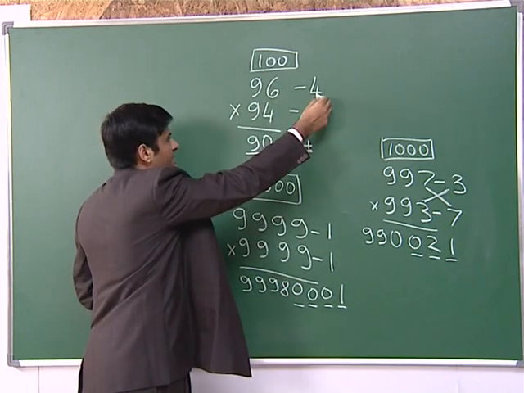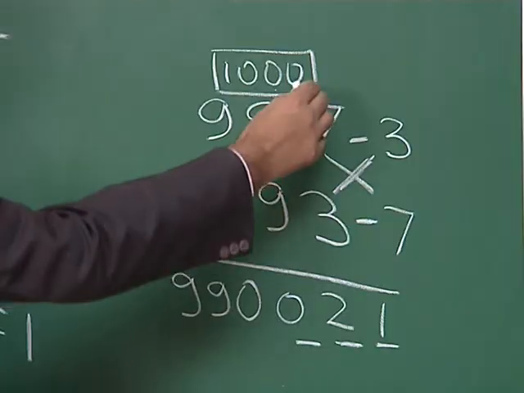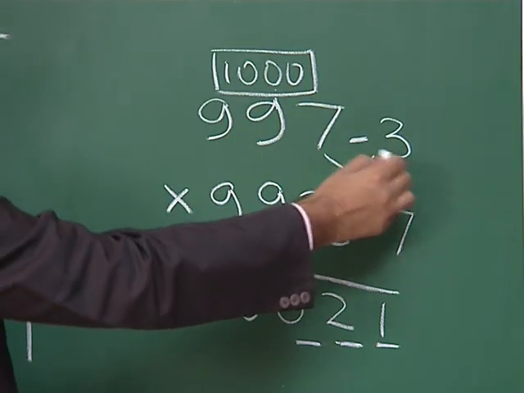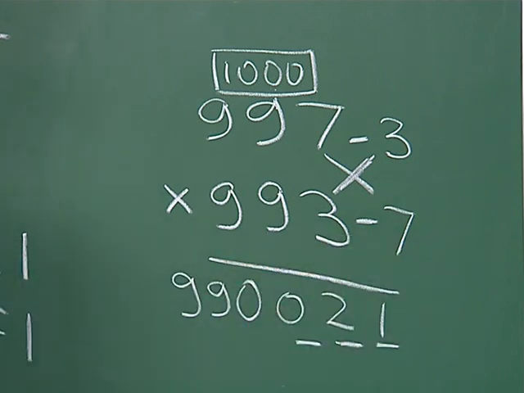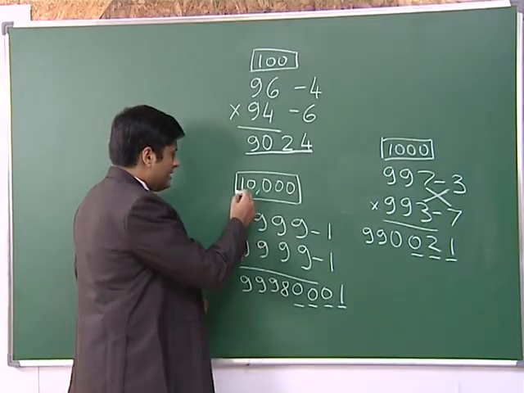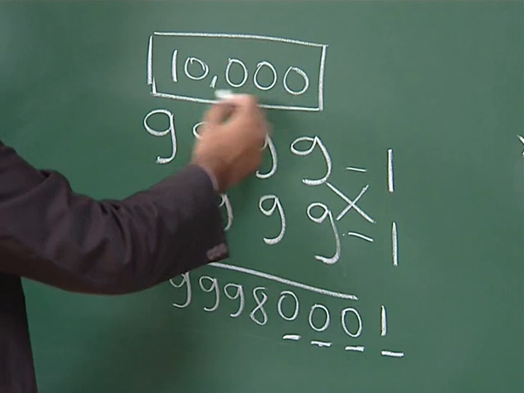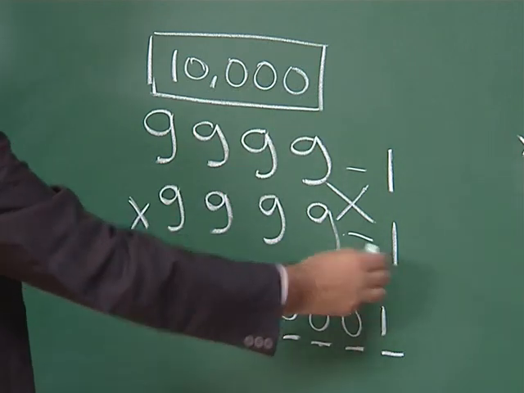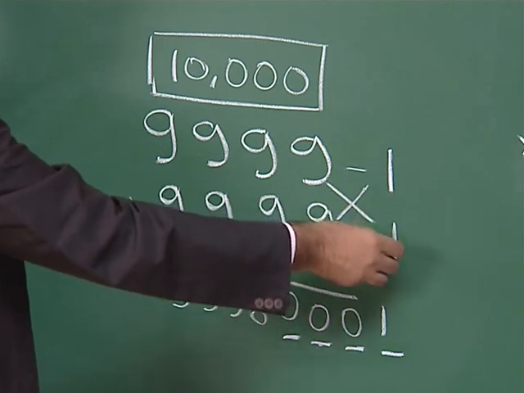100 minus 96 gave us 4, 100 minus 94 gave us 6. 1000 minus 997 is 3, and 1000 minus 993 is 7. I have found the base and the difference. And 10,000 minus 9999 is 1. So I have found the base and I have found the difference.